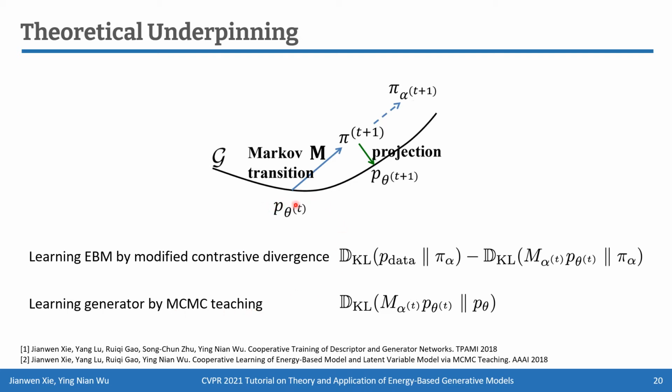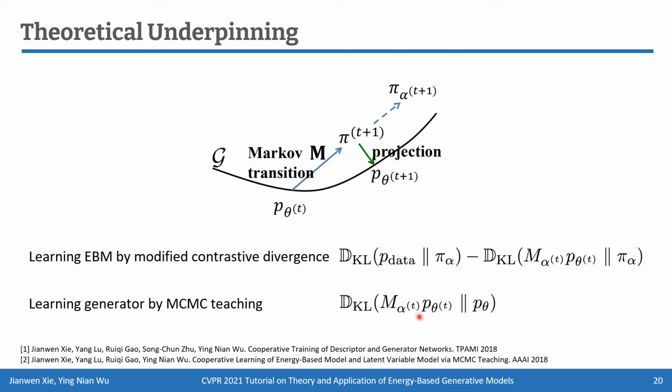Let P theta T be the marginal distribution of the generator model at current theta T, and then you run a few steps of MCMC towards the current EBM. And after a few steps, you get to this distribution. And what you do is project this distribution onto the manifold of the generator model. So you update to theta T plus 1, which is obtained by minimizing this KL divergence. It is as if the training data becomes a refinement for the generated data.